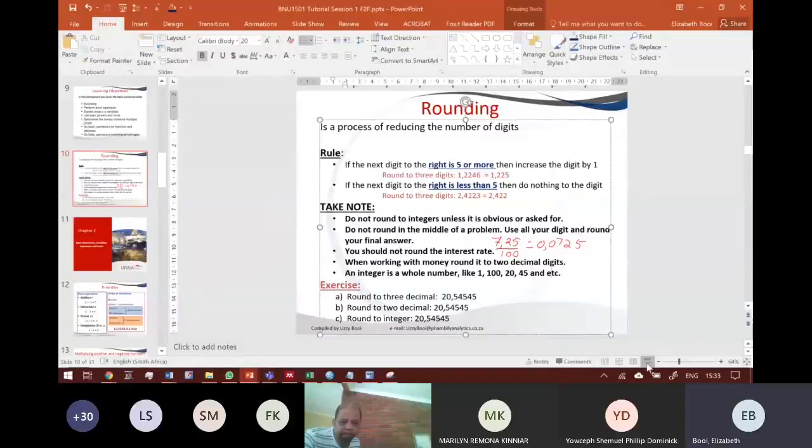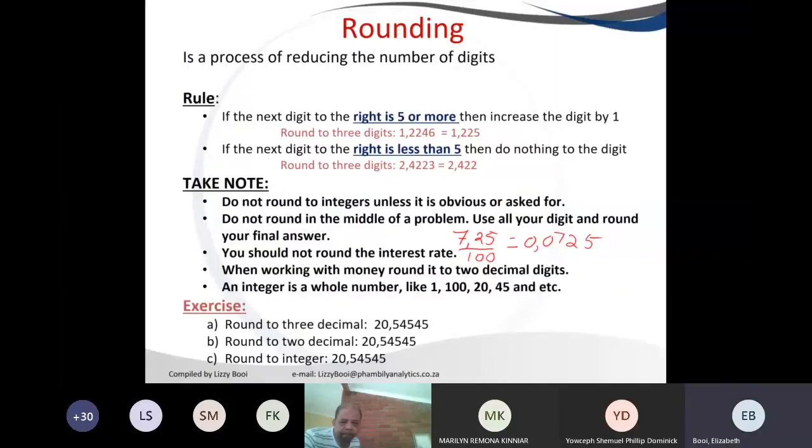What are the answers? Number A. When we round to 3 decimal places, anyone can answer that question. Let me see if you know how to round off. Anybody can answer. A is 20,545. Rounded to 3 decimal places it is 20,545. Because we look at the right of the number, it's equal to 4. Therefore, we do nothing to 5. And round to 2 decimal places.